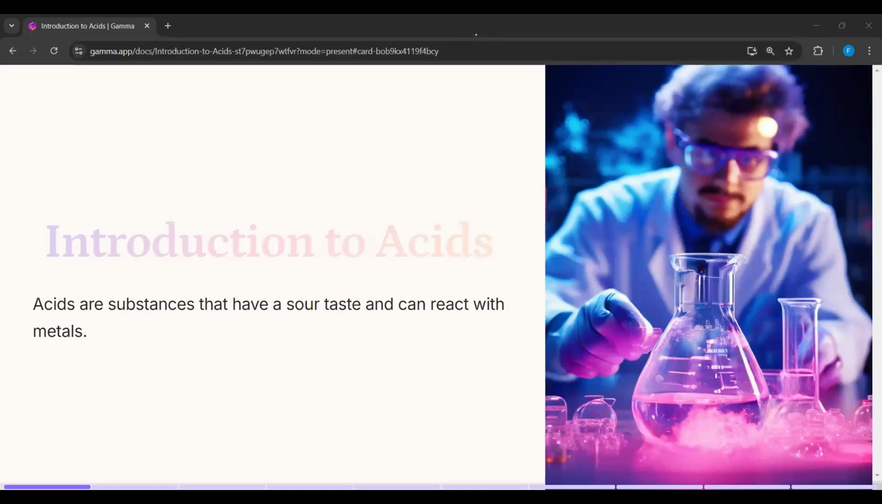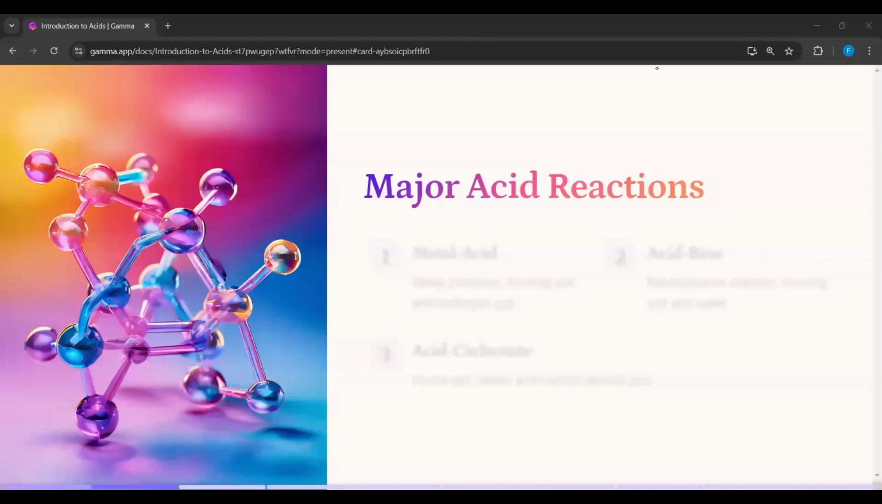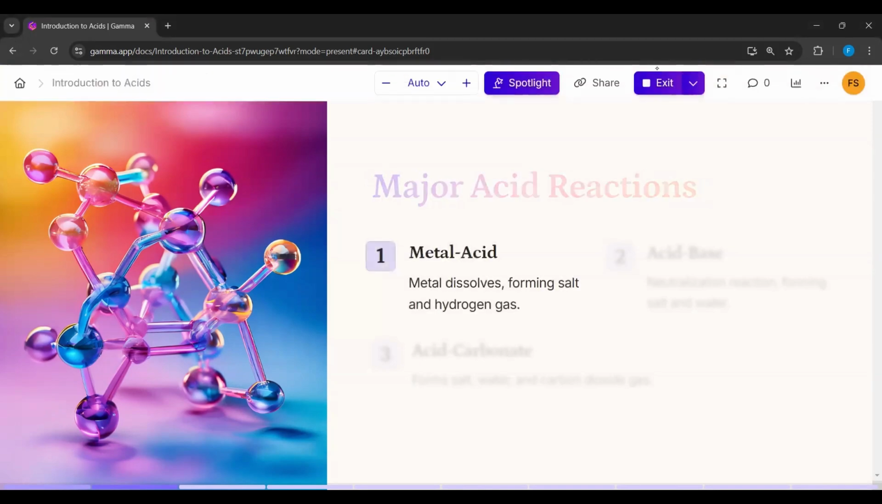Acids are substances that have a sour taste and can react with metals. There are three major chemical reactions in which all acids will take part. These reactions are best seen using dilute acid solutions. In the first, the acid reacts with a metal, for example magnesium or zinc. The metal dissolves, forming salt and hydrogen gas. We will look into it in detail in a few moments.